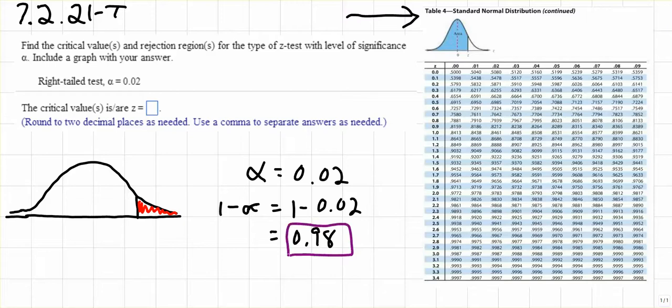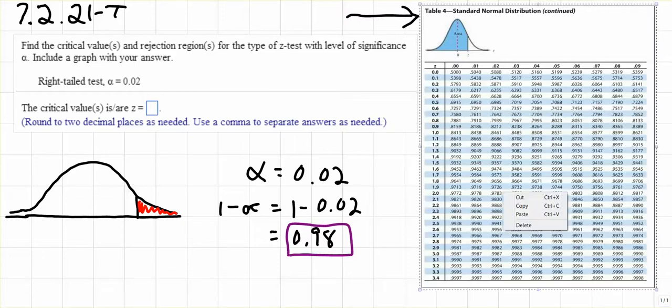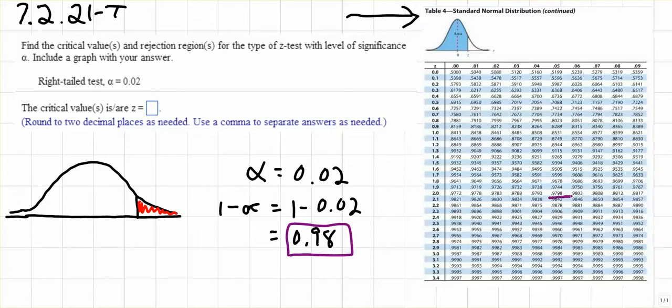So we're going to look for 0.98, and we're going to get as close to that as possible. And 0.98 is right between these two values. If we look at both of those, 0.9798 is closer to 0.98 than 0.9803. So we'll go across here to 2.0, and we'll go straight up here to 0.05. So that means that our z is going to be equal to 2.05. And we are done.